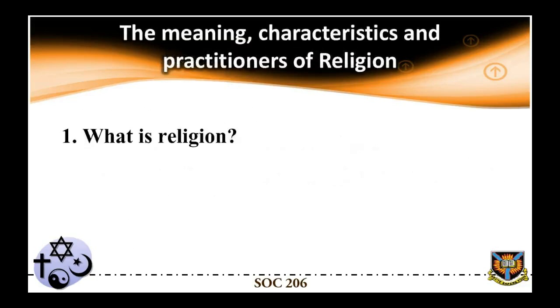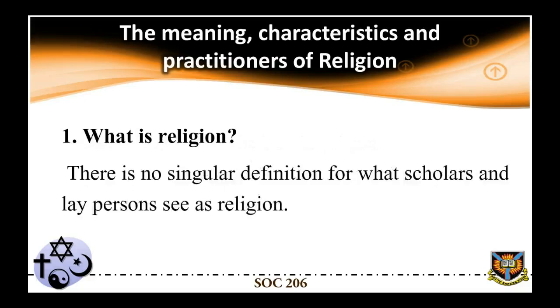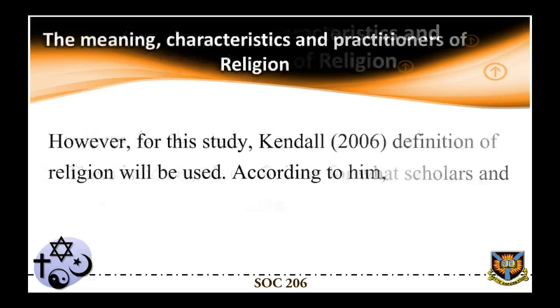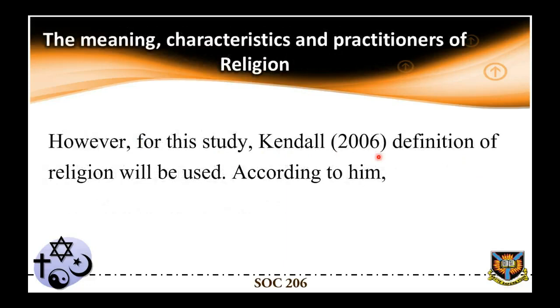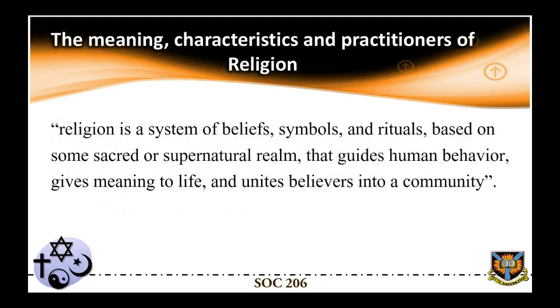The meaning, characteristics, and practitioners of religion. What is religion? There is no singular definition for what scholars and laypersons see as religion. However, for this study, Kendall's 2006 definition of religion will be used. According to him, religion is a system of beliefs, symbols, and rituals based on some sacred or supernatural realm that guides human behavior, gives meaning to life, and unites believers into a community.